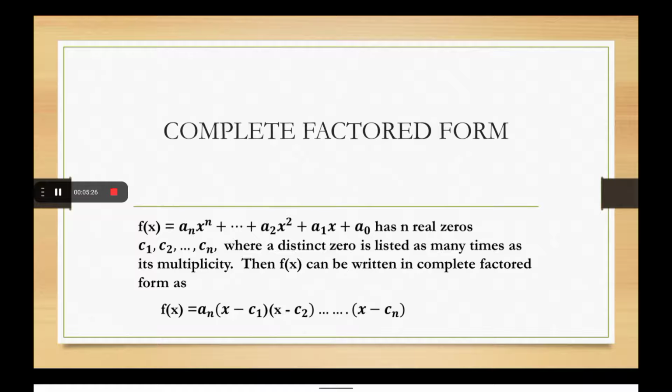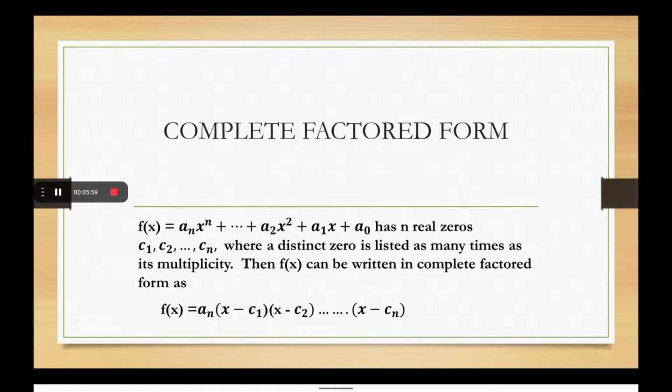Maybe there is some common value. That means if 2 is common here, we take 2 as common in that polynomial. Here we take a_n as common and we can write the factors. They are giving the real zeros, right? That means x equal to c1, x equal to c2, etc., x equal to cn. We can write like this: a_n times (x minus c1)(x minus c2) and so on up to (x minus cn). Okay, this is called complete factored form.